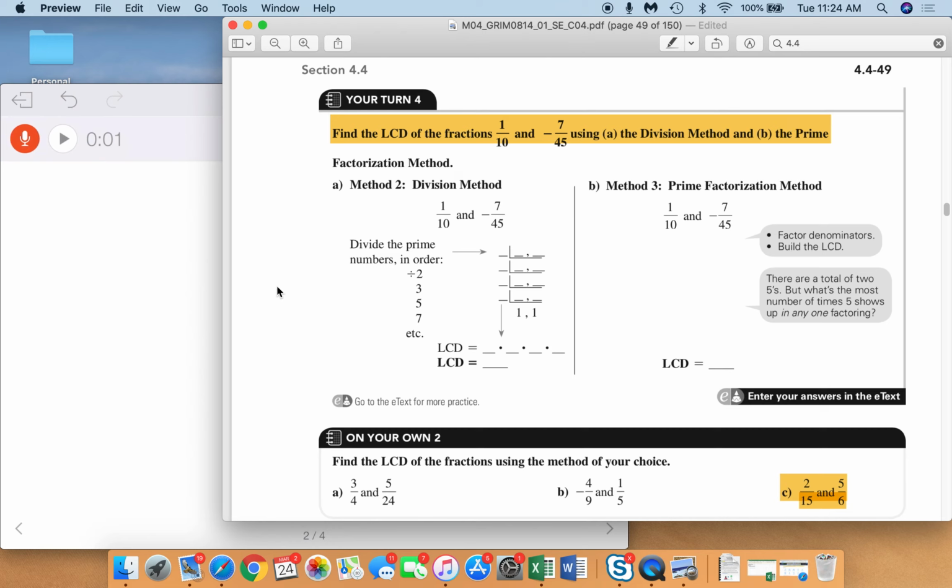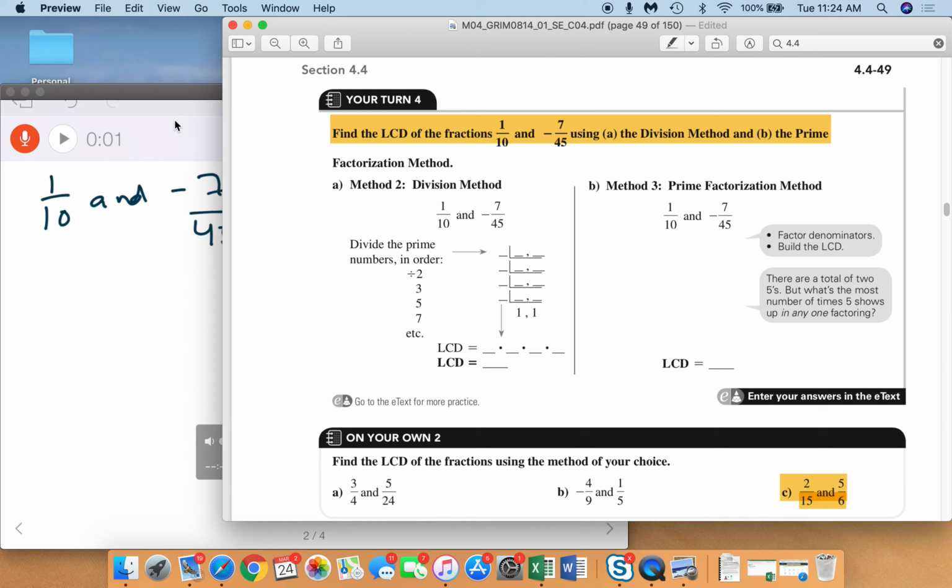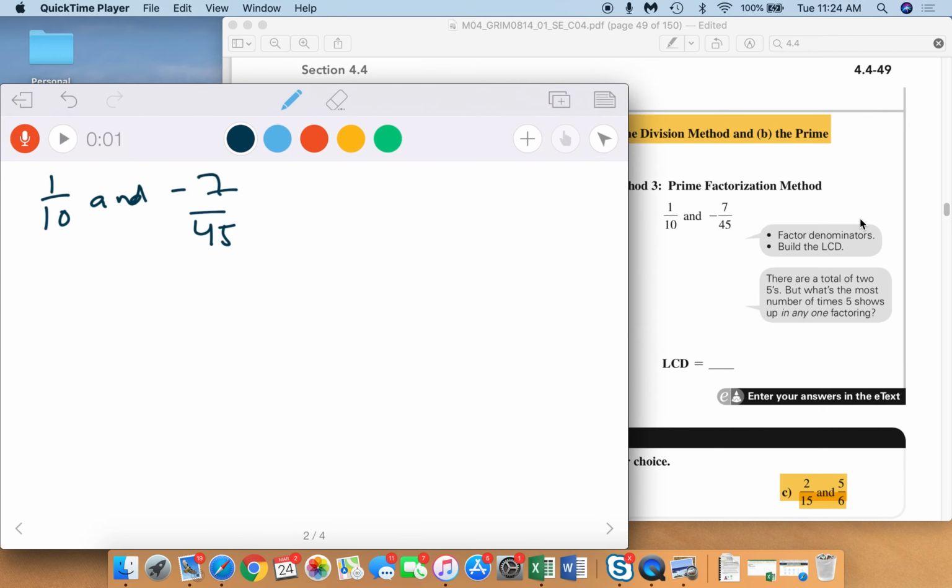So we're looking at 1/10 and -7/45. And what did they say to do when we have a negative? We ignore it for now. So first we're going to start with the division method. So I'm just going to write division method. So we are given 10 and 45. We're going to put our division in.